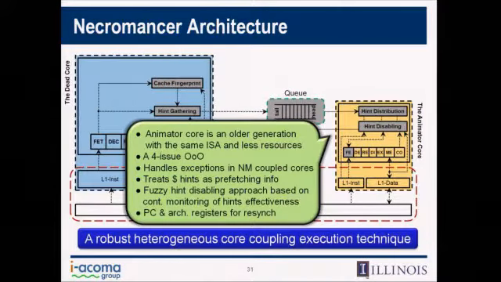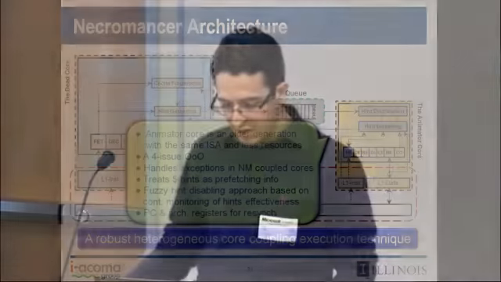The animator core, as I mentioned, is an older generation running the same ISA. Here I assume it is 2 issue out of order, and since it has the precise state, we allow it to handle the exceptions. We treat the cache hints as prefetching information to warm up the local caches, and we rely on a fuzzy hint disabling approach based on continuous monitoring of the hint effectiveness to realize when we need to disable a particular type of hint to save on energy and also reduce the contention on the resources of the animator core.